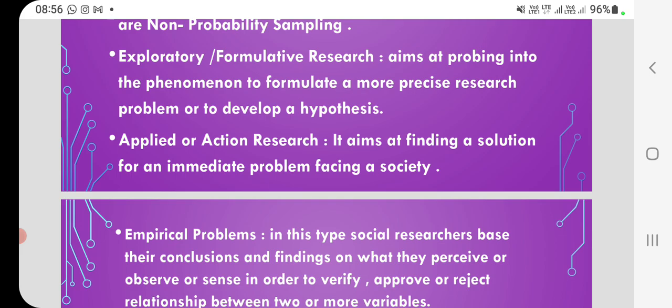Applied or action research aims at finding a solution for an immediate problem facing a society. That is, if a society is facing some kind of tragedy or some kind of situation which is affecting it negatively, then applied research or action research is undertaken to find a solution to that problem.